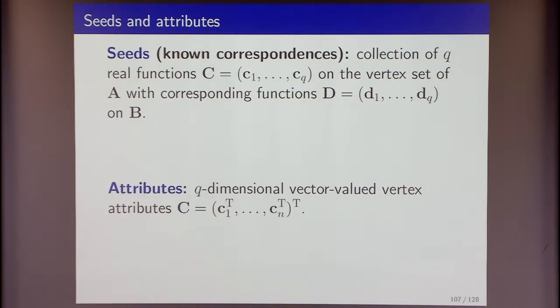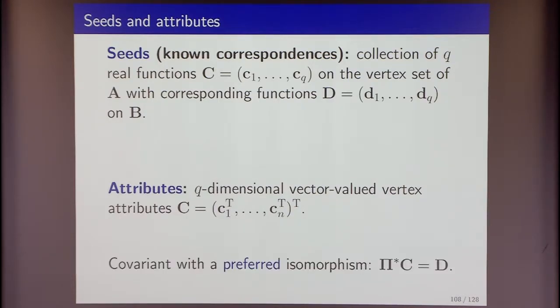If I now transpose this matrix, I can think of it as vector-valued attributes that I'm assigning to each vertex. So each row in such a matrix will be a Q-dimensional vector that I'm assigning to each vertex of the graph. And of course, I would like these C and D to be consistent with some preferred isomorphism.